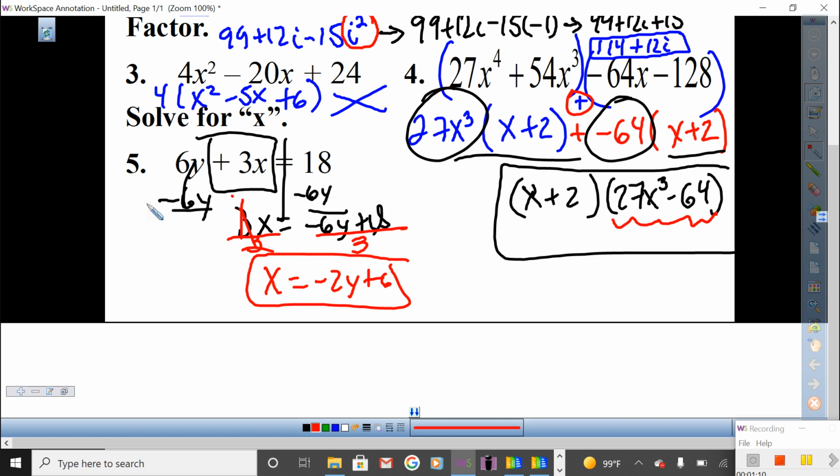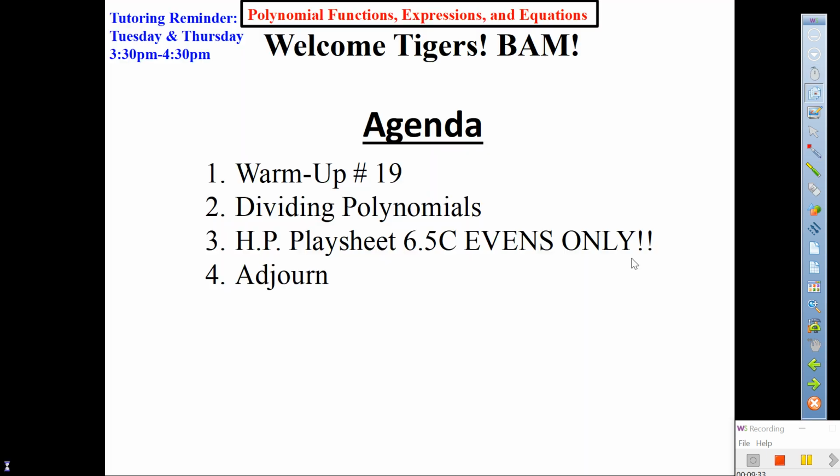Let's go. All right, copy the agenda for today, please. Here we go. Warm-up number 19. We are still in dividing polynomials. And tonight's home play is play sheet 6.5, evens only. You can find that on Canvas. You go to the Polynomials module. Or if not right now, when I give you the code for Nearpod, you can go to Nearpod and it's in there in PDF format. Okay?